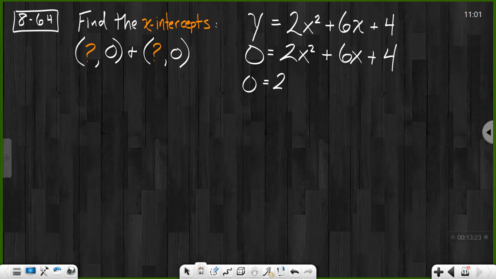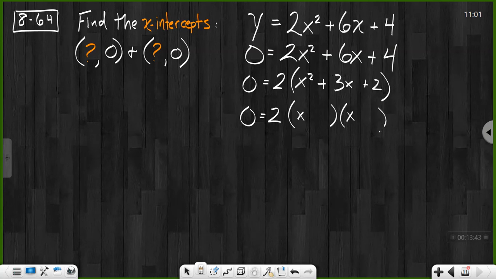Here I see that 2 goes into all those parts. 2 times x squared is 2x squared. 2 times 3x is 6x, and 2 times 2 is 4. I now see that I've got a just x squared special case. So x squared there, it's going to go down to just x and x. And I only need my diamond problem to figure out what multiplies to get 2 but adds to get 3. Well, that's 2 and 1, so plus 2, plus 1.